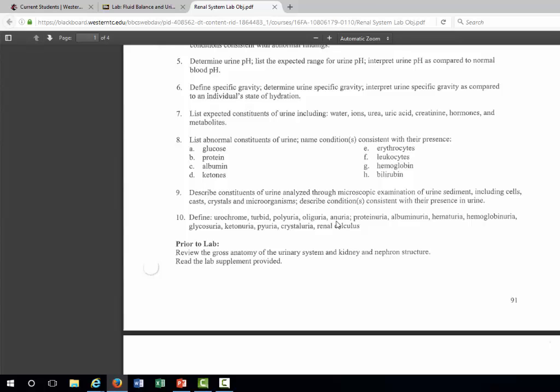So if they're on dialysis, some do produce a little bit of urine, but many do not produce any urine. Their kidneys don't work, so they have a dialysis machine that filters the blood for them. So there's no urine production. We call that anuria. Proteinuria, we talked about albuminuria.